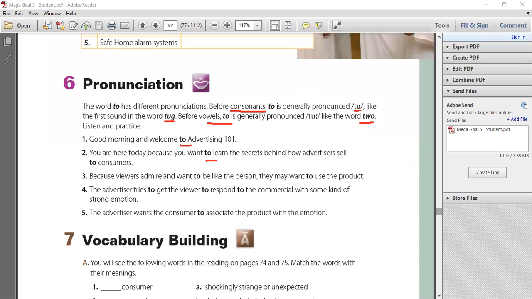Okay, let's continue. 3. Because viewers admire and want to be like the person, they may want to use the product.